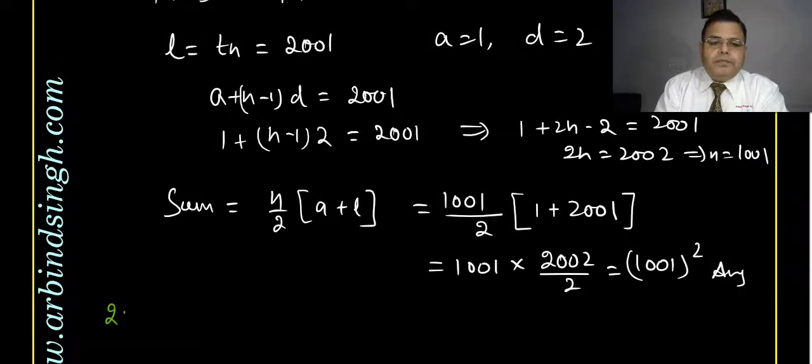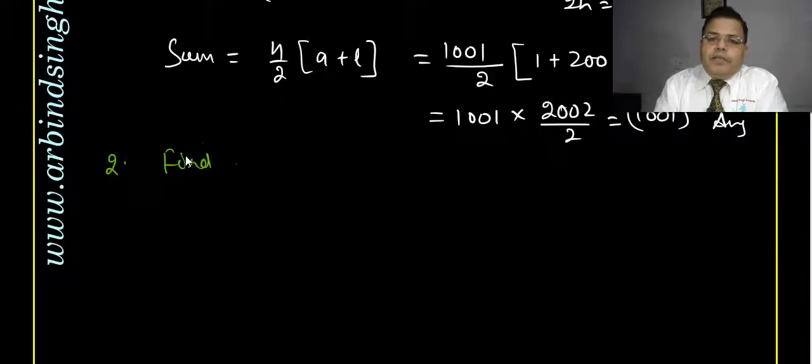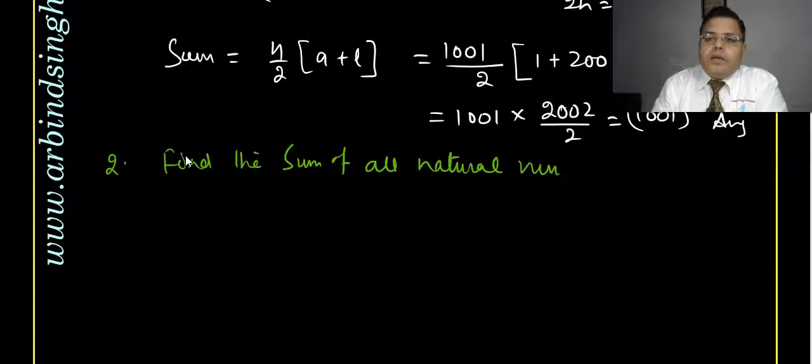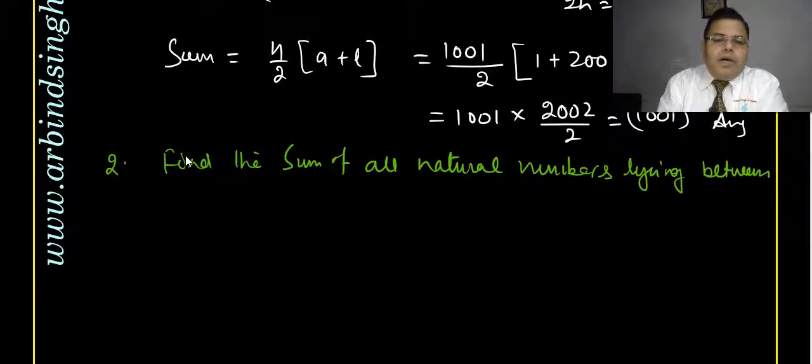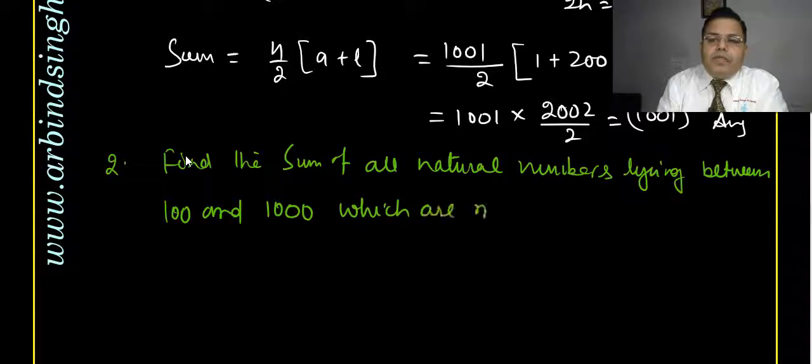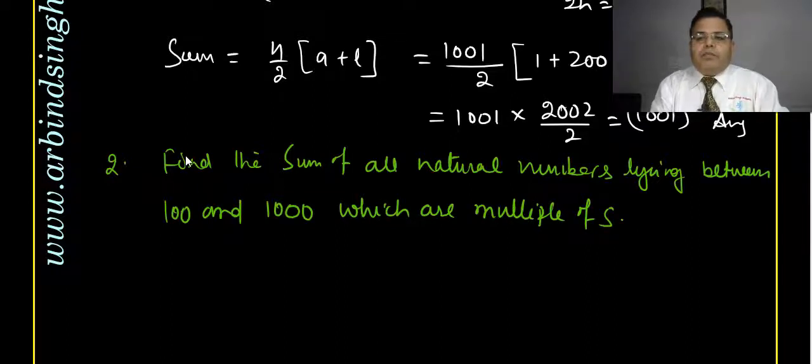Now the next question, question number 2. Find the sum of all natural numbers lying between 100 and 1000 which are multiples of 5.